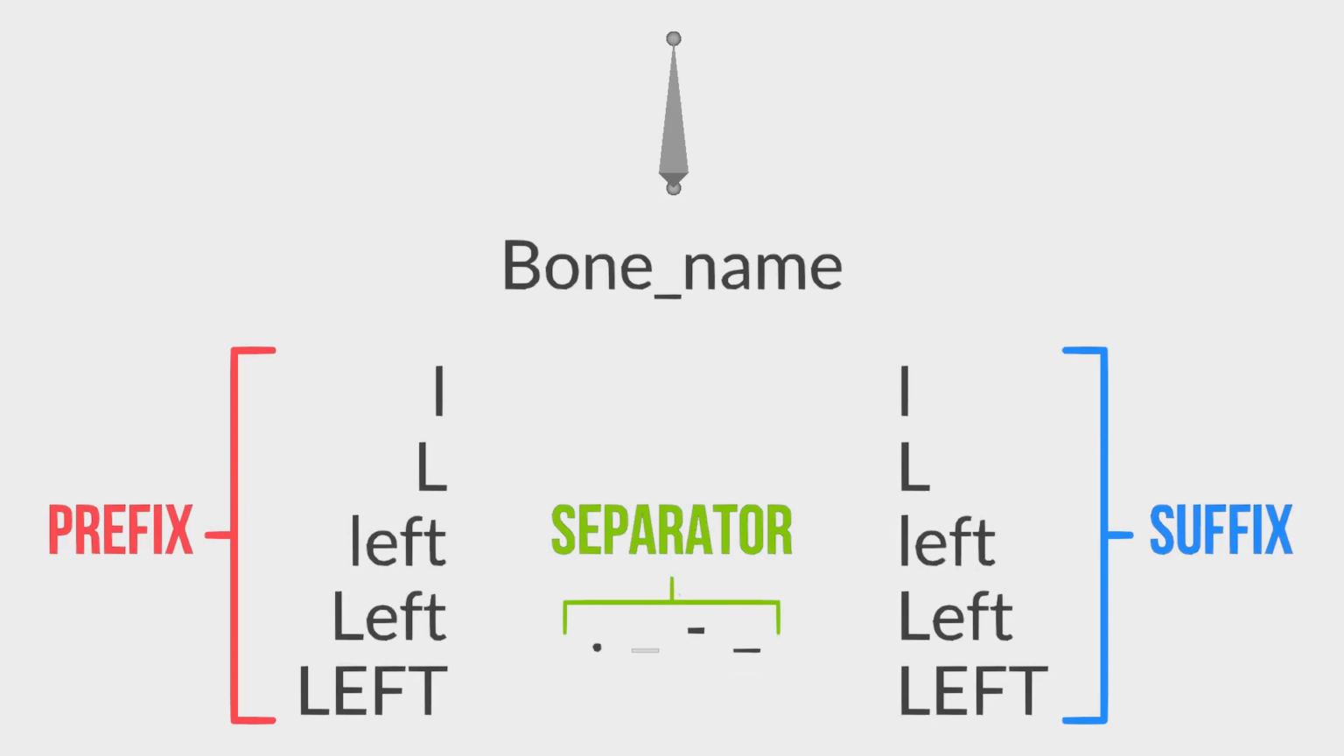Let's just choose one of these valid examples. Bone name.l, this would be acceptable, or we could do left underscore bone name. Now, just as a reminder, this separator here doesn't need to be the same as any of the other ones. They can be different, they can be the same. It really doesn't matter. Blender is just going to look at the prefix with the separator at the start or the end of the name.